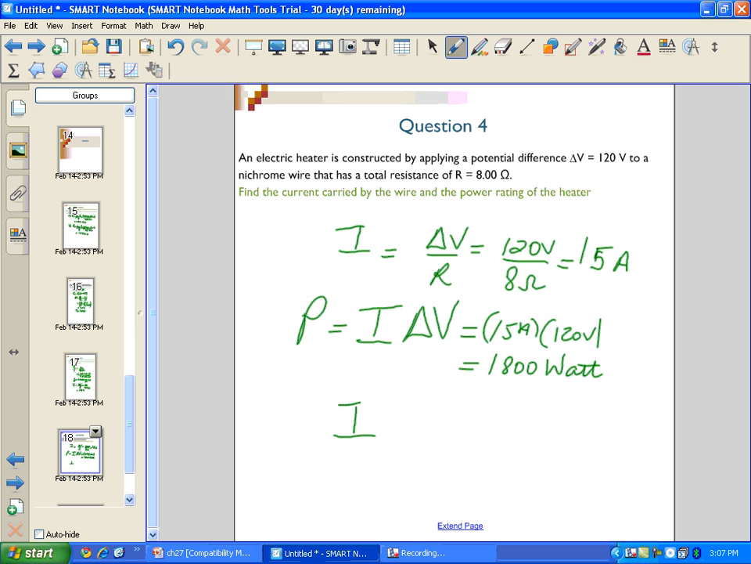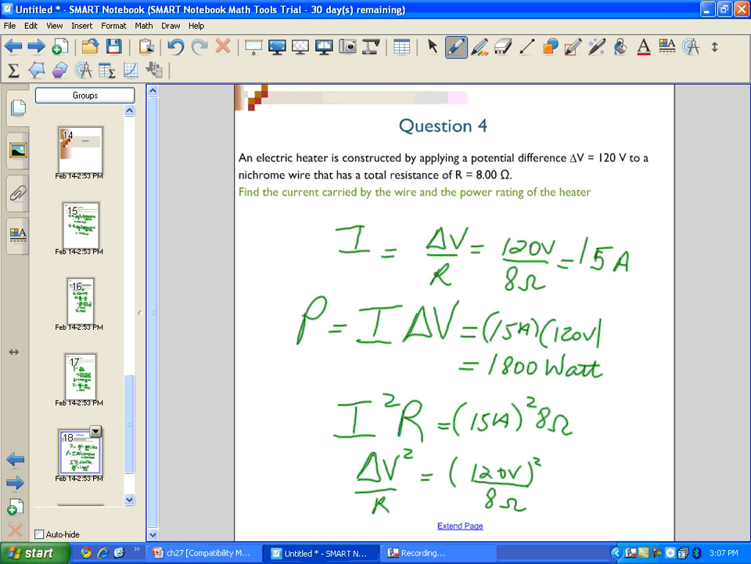Could we have used the expression I squared times R? In other words, would 15 amps squared times 8 ohms have given us the same result? Could we have used delta V squared over R? In other words, 120 volts squared divided by 8 ohms? Check it out. See if we don't get the same result, because these two expressions have been derived using Ohm's law.